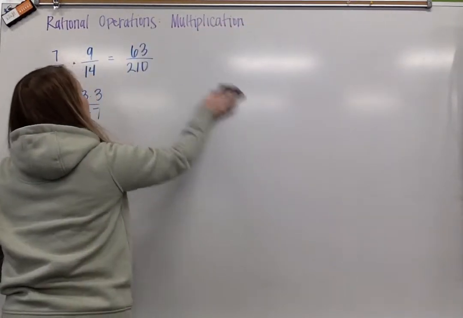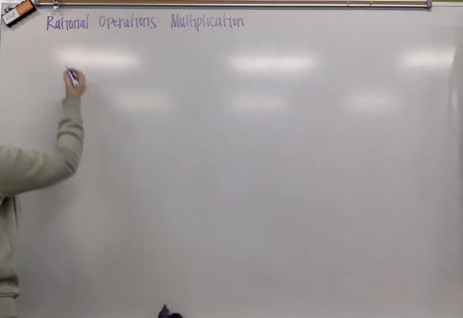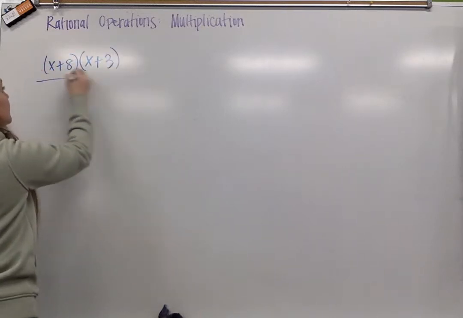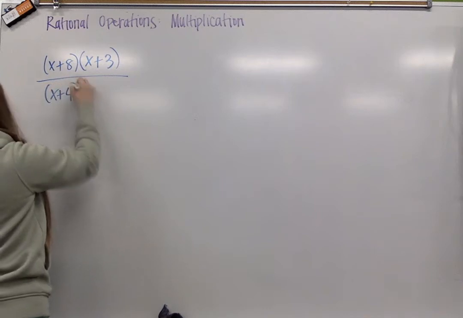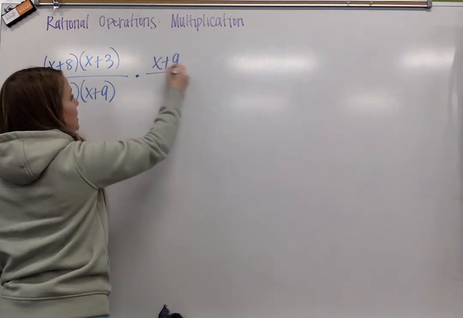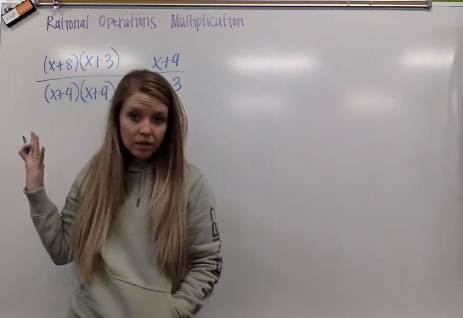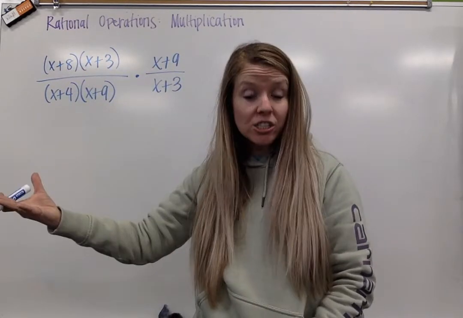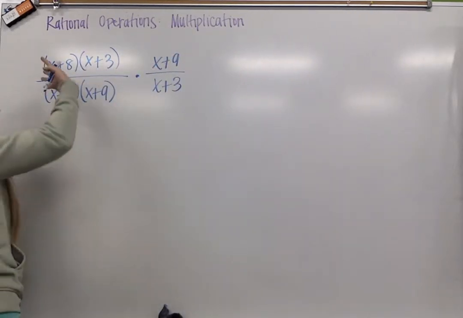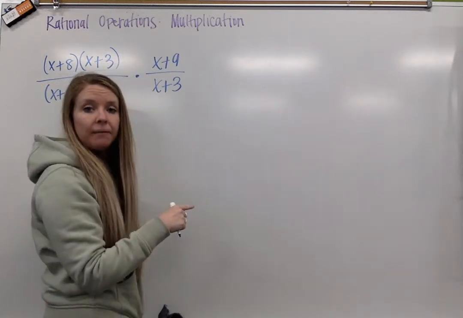All right, as we take a look, here is my example. So I'm going to have x plus 8 times x plus 3 divided by x plus 4 times x plus 9. And I'm going to multiply this by x plus 9 over x plus 3. So just like we saw with our fractions, integers, numerical there, we're going to do the same thing. So instead of multiplying this all together and then simplifying, we're going to simplify, then multiply.